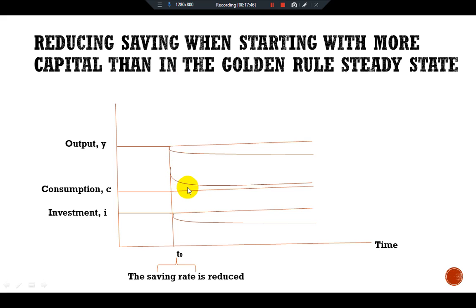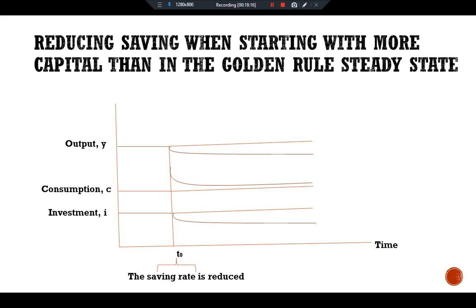These variables continue to fall until the economy reaches a new steady state level, because we are assuming that the new steady state is the golden rule steady state. Consumption must be higher than it was before the change in saving rate, even though output and investment are lower.